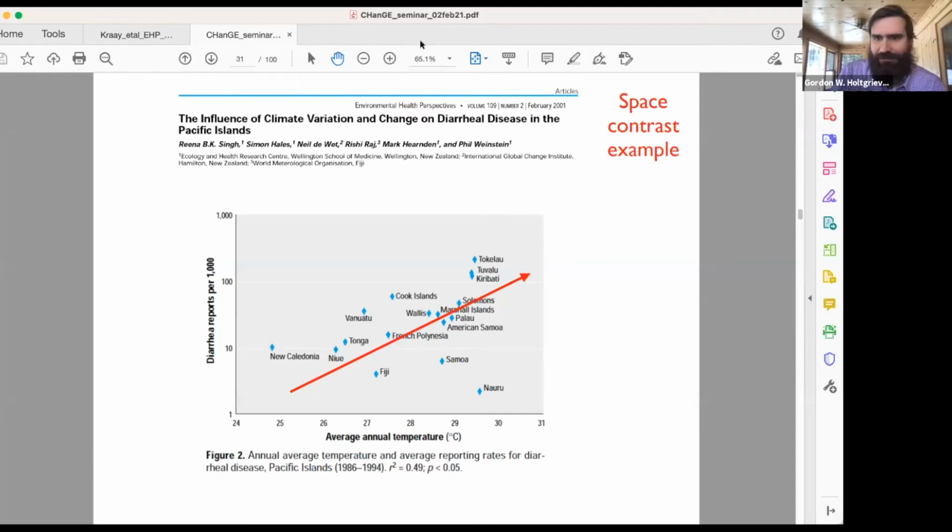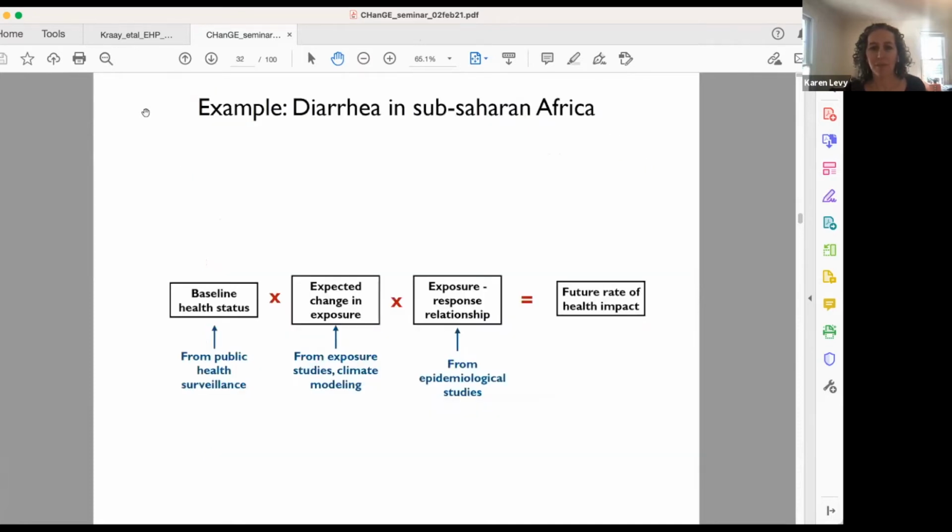I think the slides are not progressing. Ah, dear. Okay, so Luann, will you share the slides? Now it is. They progressed. So now we're seeing the Cook Islands, the average temperature versus diarrheal. Okay. So let me just keep going and let me know if they don't progress. Did it just progress or no? Yeah, that's diarrhea in sub-Saharan Africa. Okay, so just stop me again if it stops working.